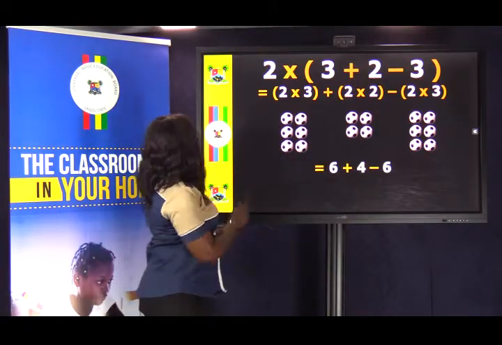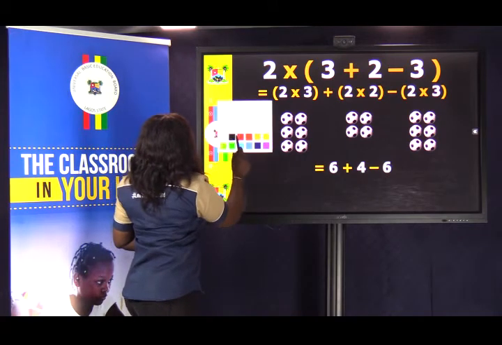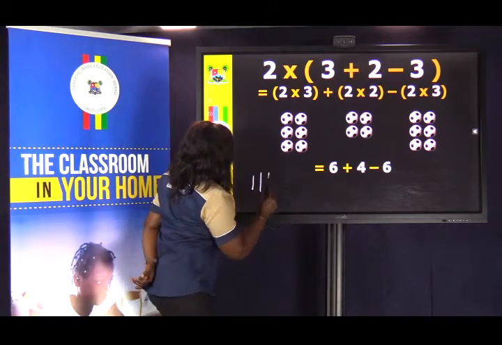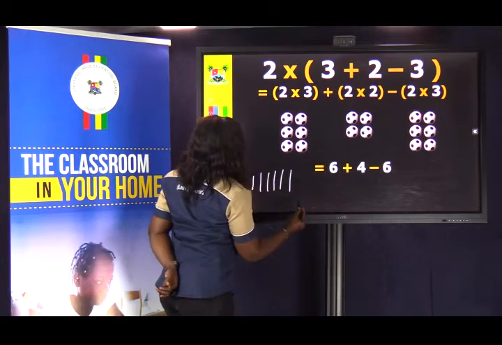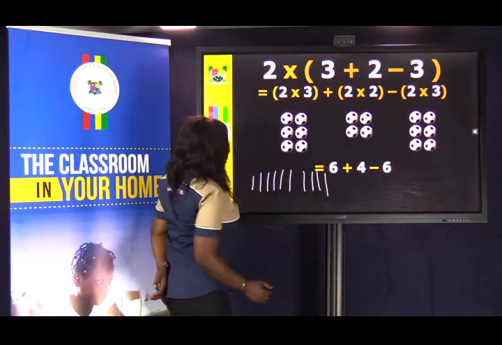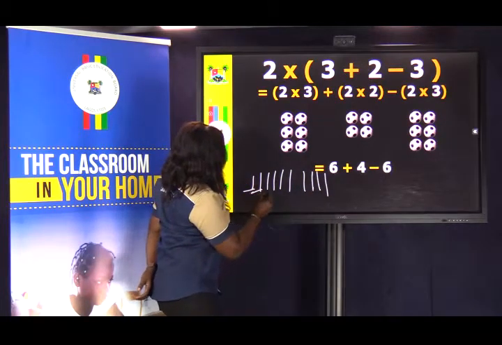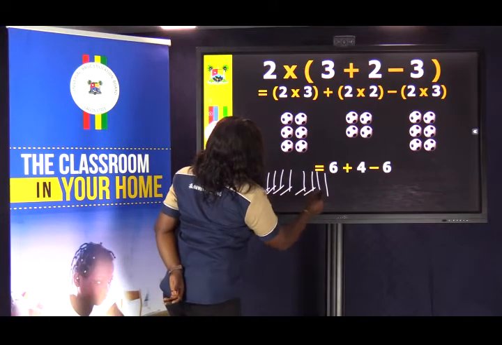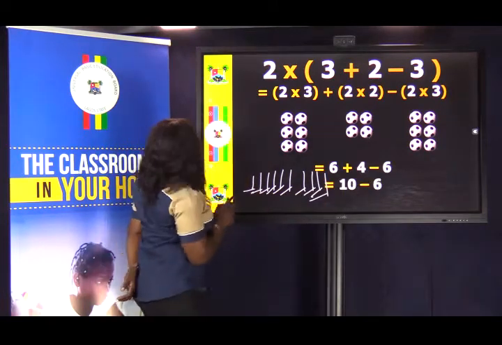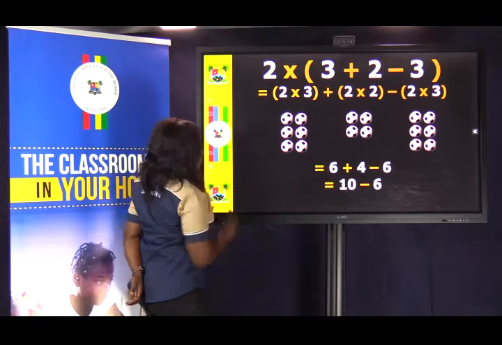6 plus 4 minus 6. 6 plus 4. Let's count 6. 1, 2, 3, 4, 5, 6. Let's count 4. 1, 2, 3, 4. Let's count it together. 1, 2, 3, 4, 5, 6, 7, 8, 9, 10. So 6 plus 4 is 10.